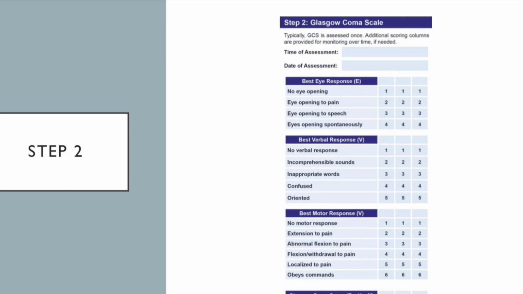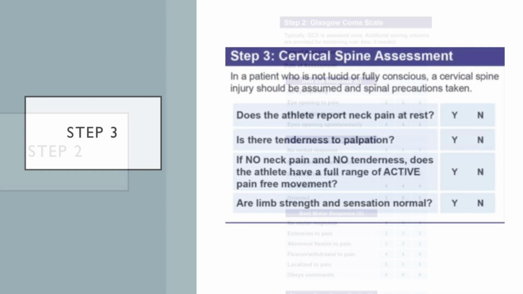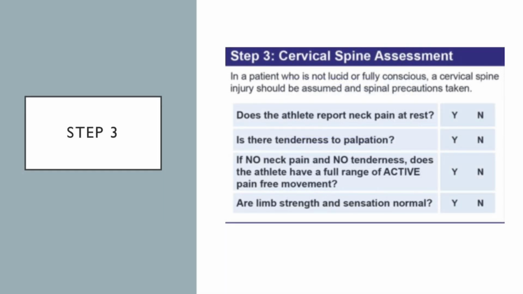Step 2 of the SCAT6 is the Glasgow Coma Scale. This is only assessed once. During this portion of the SCAT, we are looking for eye response, verbal response, and motor response. In step 3, we are looking at the cervical spine. If the patient is unconscious or lucid, a cervical spine injury should be assumed and treated as such. If they are conscious, they should be asked about neck pain, tenderness to palpation, active, pain-free, full range of motion, and limb strength and sensation.